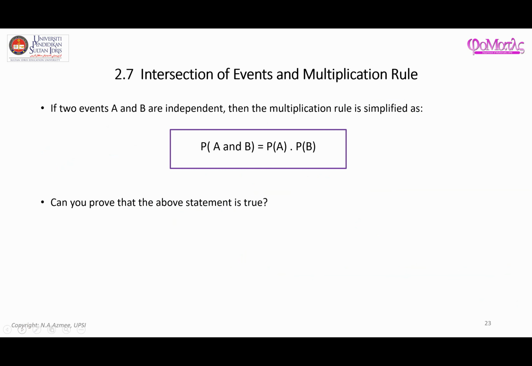Now let's move on to the next formula. You see this is the original formula of the multiplication rule. So what is the multiplication rule? It is this one: P(A intersect B) is equal to P(A) times P(B given A). This is what you have already seen in the previous slide. So this is the multiplication rule.